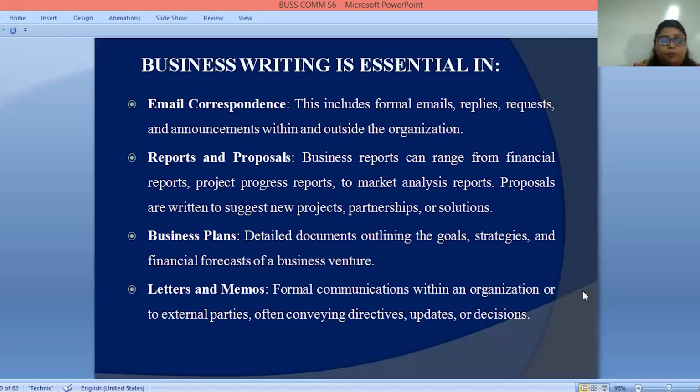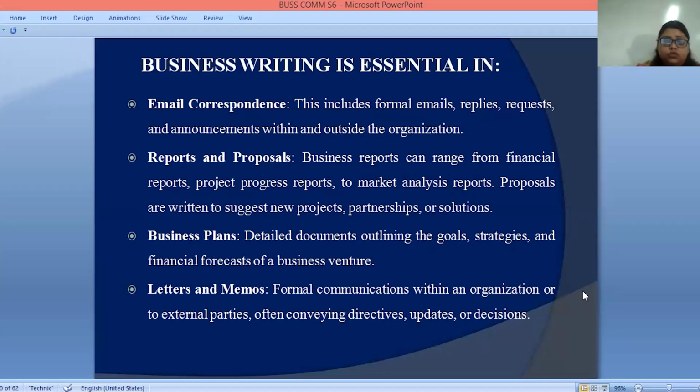Next is reports and proposals. Business reports can range from financial reports, project progress reports to market analysis reports. Proposals are written to suggest new projects, partnerships, or solutions. So business writing is essential in reports and proposals. Reports can be financial reports, project progress reports, employee progress reports, market analysis reports. Reports can be in the form of anything, but the content differs as the topic changes, right?